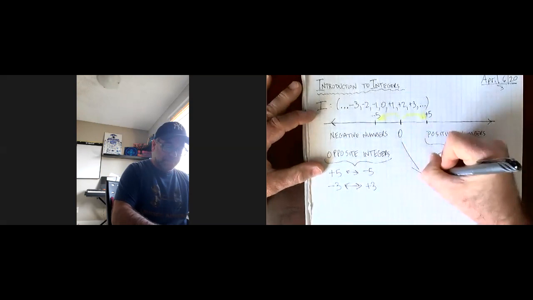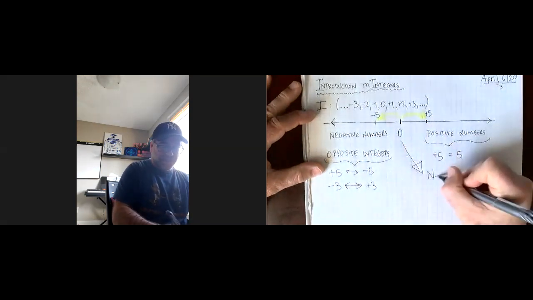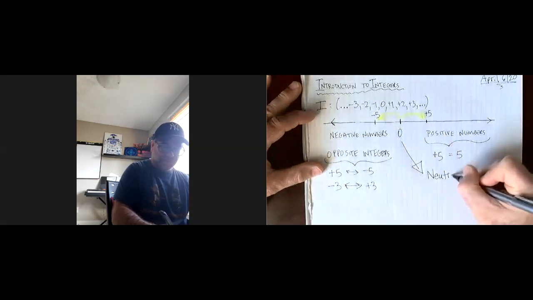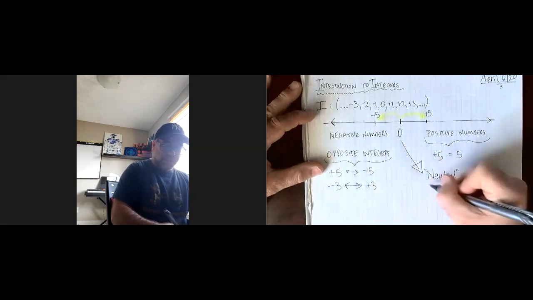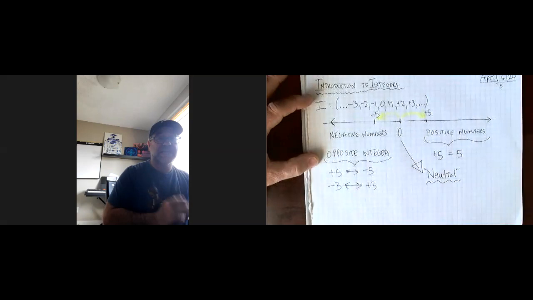0 is what we call neutral, in the sense that it's neither positive nor negative. Okay, it has no sign. Positives and negatives go, like I said, in an infinite direction. So if we had -215, the opposite of that would be +215. So here's our introduction.